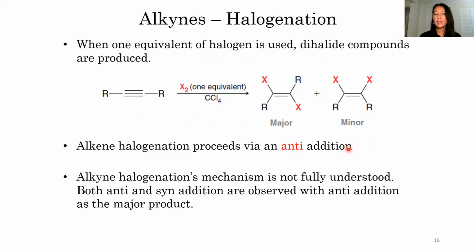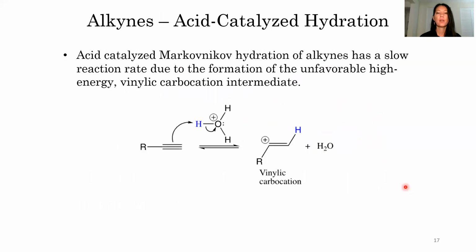So alkene halogenation proceeds via an anti-addition. This one, we're not too sure. We do get a mix of syn and anti. The mechanism's not fully understood. The last type of reaction I want to talk about in this video is acid-catalyzed hydration. Similar Markovnikov addition. The one thing to note is hydration is not going to occur as fast.